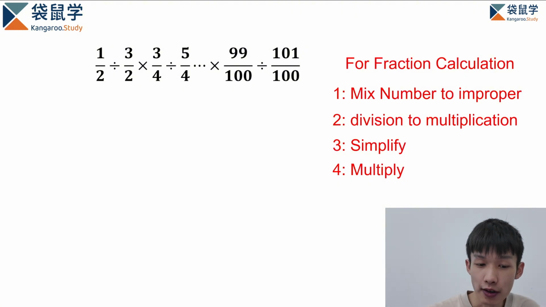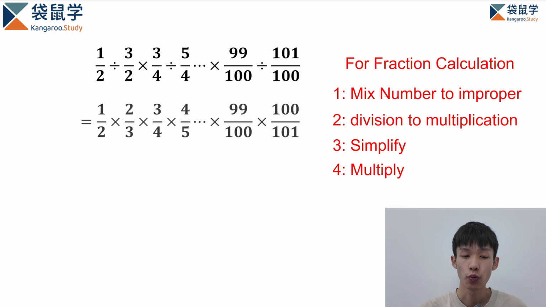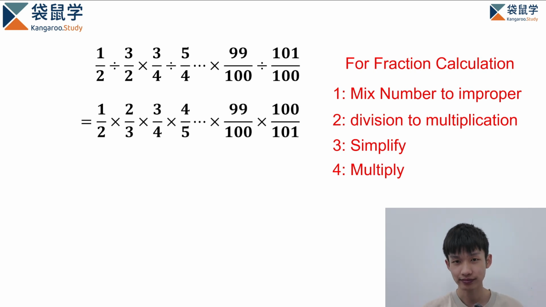Fourth number, 5 over 4, we need to change it. We need to flip it. And then 99 over 100, we don't change, but 101 over 100, we need to change it, because in front of that, there's a division. So after that, we have reshaped this calculation into something like this. Still, we have a lot of multiplications. If we calculate one by one, that will be very troublesome.